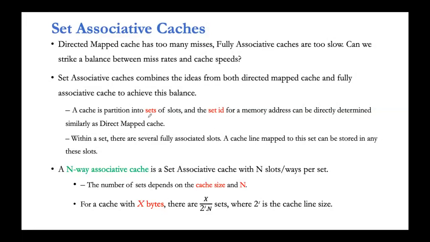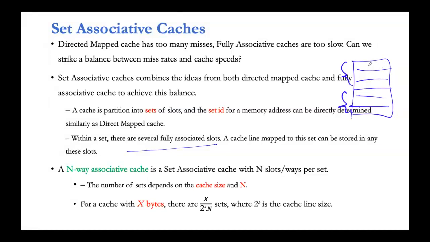So as said, a cache is partitioned into sets of slots, and for every set, the set ID for a memory address will be given and can be directly determined, similar to your direct mapped cache. So within a set, there are several fully associative slots. These slots are frames, we call these frames. A cache line mapped to this set can be stored in any of these slots.